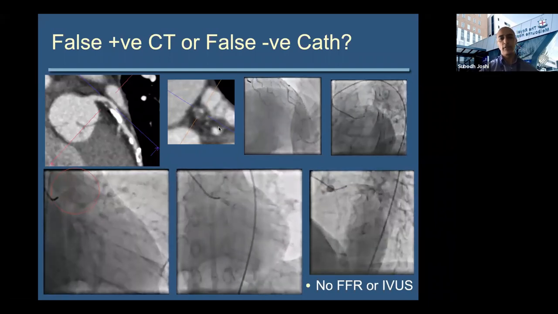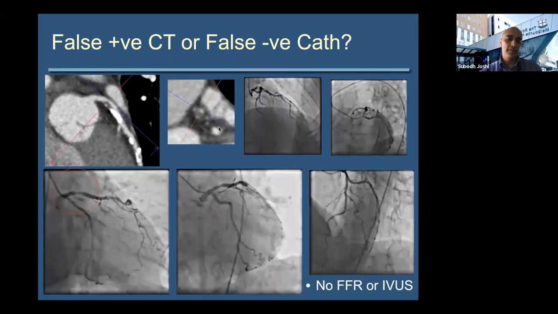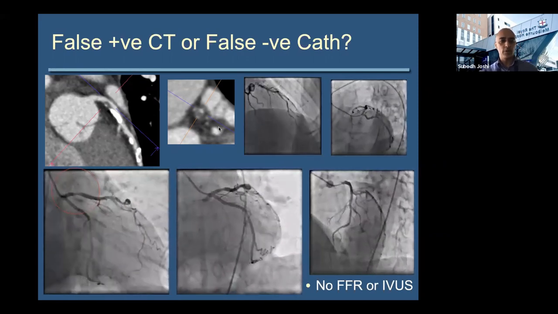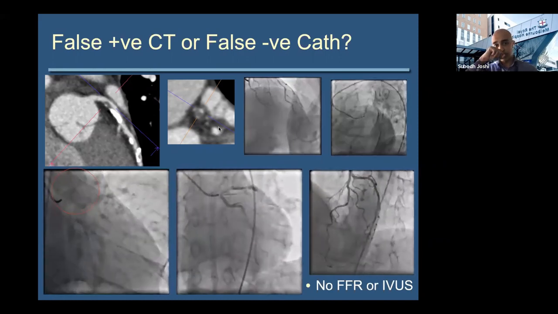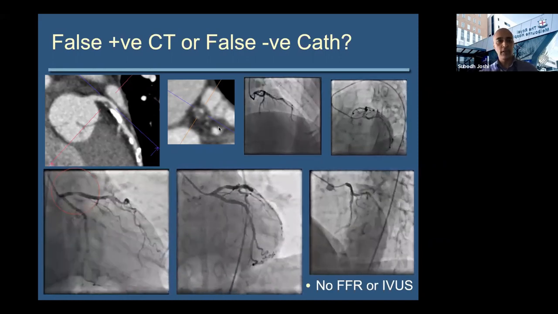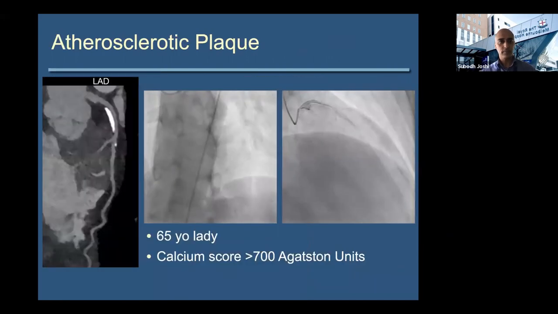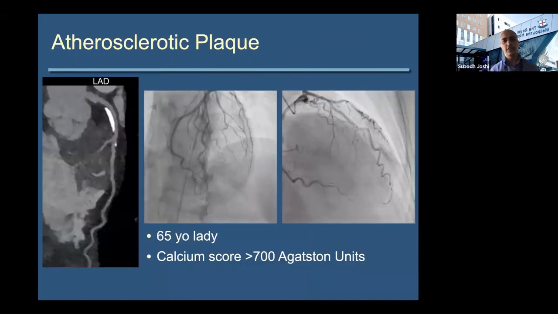This patient didn't have IVUS or FFR, but personally, I believe that a positive CT should trigger a lower threshold for things like IVUS and FFR. And interventionalists who use CT a lot already do this. But that's all about stenosis.